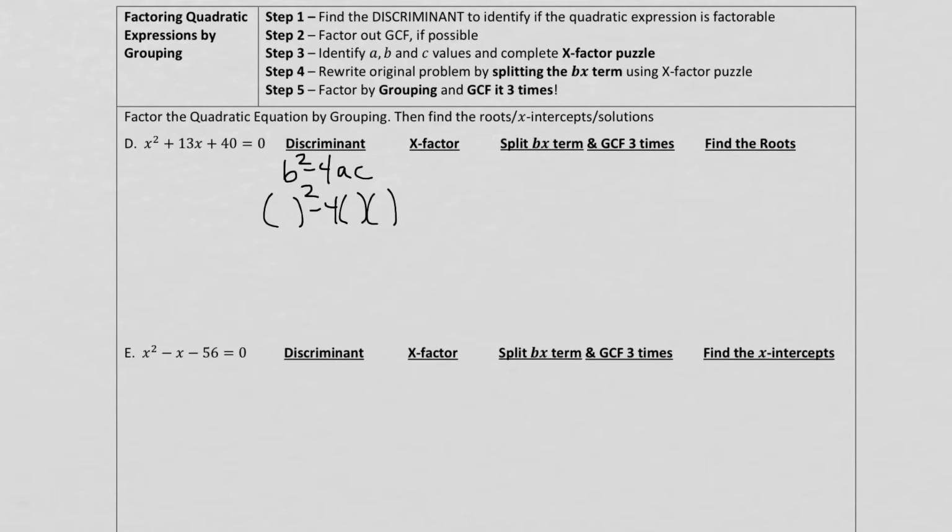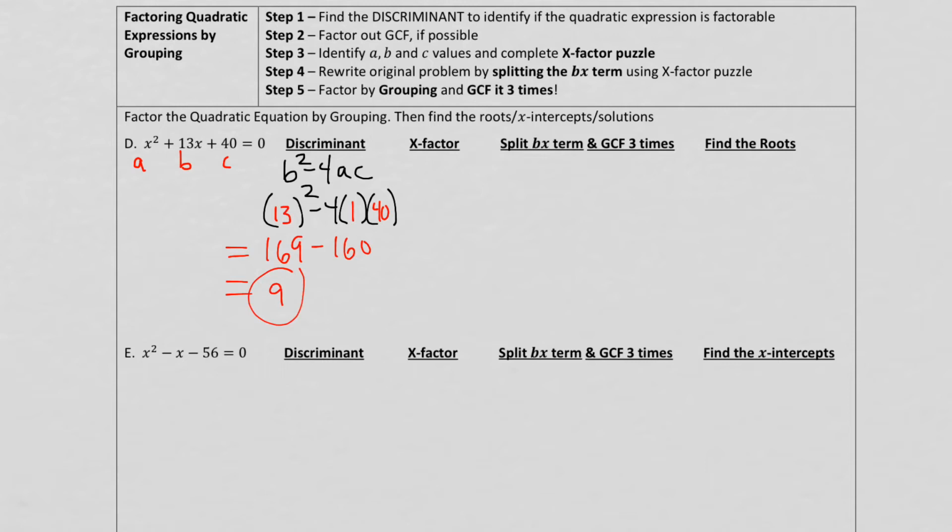In this case, our a value is 1, b is 13, and c is 40. So b squared would be, b is 13, so 13 squared, minus 4a, a here is 1, so I put a 1 in here. And then c here is 40, so I'll put a 40 in that parenthesis. And again, with the calculator, this is not that difficult. 13 squared is 169. And then here, negative 4 times 1 is negative 4. And then negative 4 times 40 is negative 160. And if I subtract these two, I get 9.